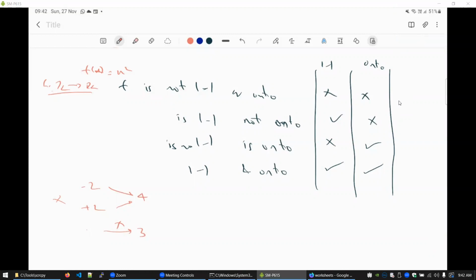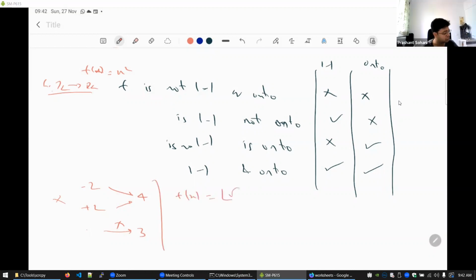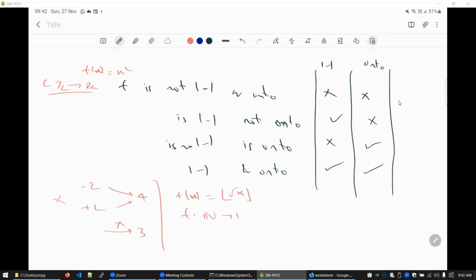I want an example. Yes, correct. So f(x) is equal to the greatest integer function of root x. Greatest integer function of root x. And what is the domain? Natural numbers to natural numbers. Okay. So I can see this is not 1 to 1, but why is this not onto? Because all elements... One second.